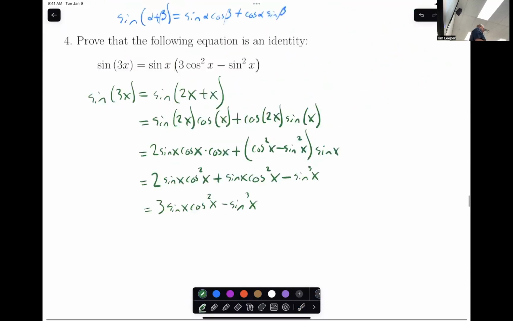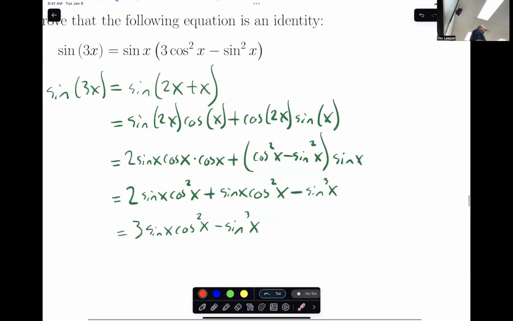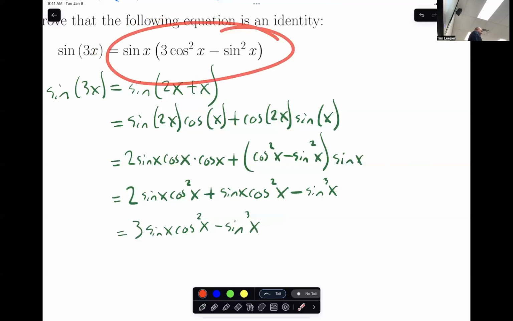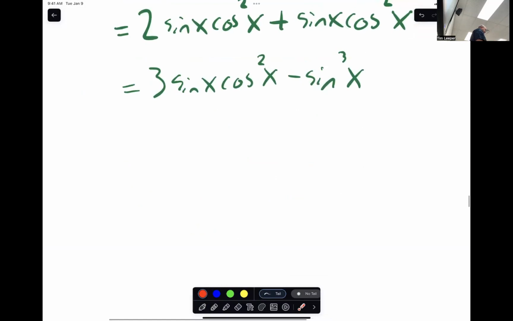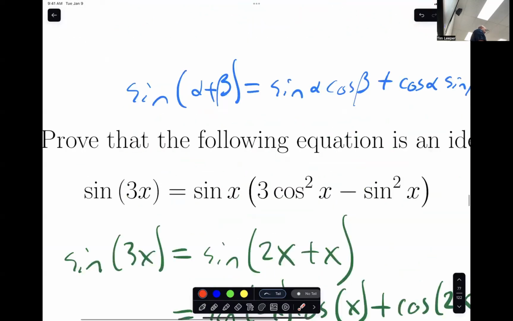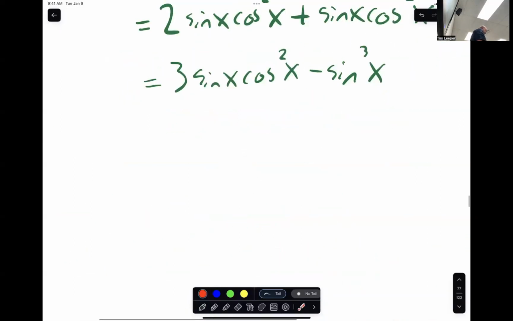Good deal. Now, looking up here, have we finished? No. Because that is not that. Not yet. What can I do to get it there? Factor out. Factor out what? Sine. Factor out the sine, because that is a common factor there. And also, if you look up here, we need the sine out front, right? So let's factor out the sine.